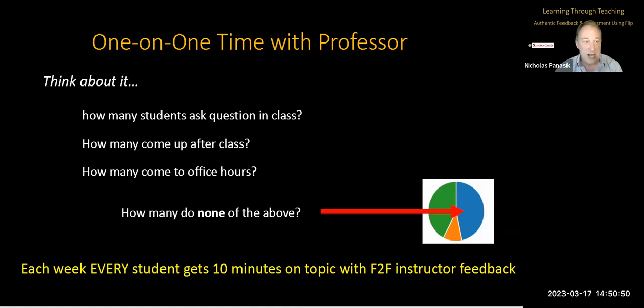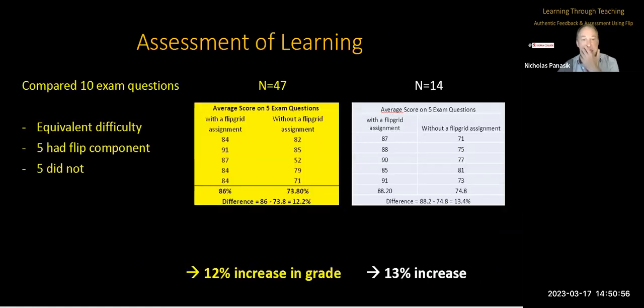Now, on actual learning assessment. So what are the teaching outcomes? What are the learning outcomes? Here, what we did is we compared 10 exam questions on the final exam. We picked questions that we think were of equivalent difficulty. We looked at 5 questions where they had done a FlipGrid for it, and then 5 where I covered the material but didn't do a flip on that material. But I still taught on it, and still told them they were expected to know it.